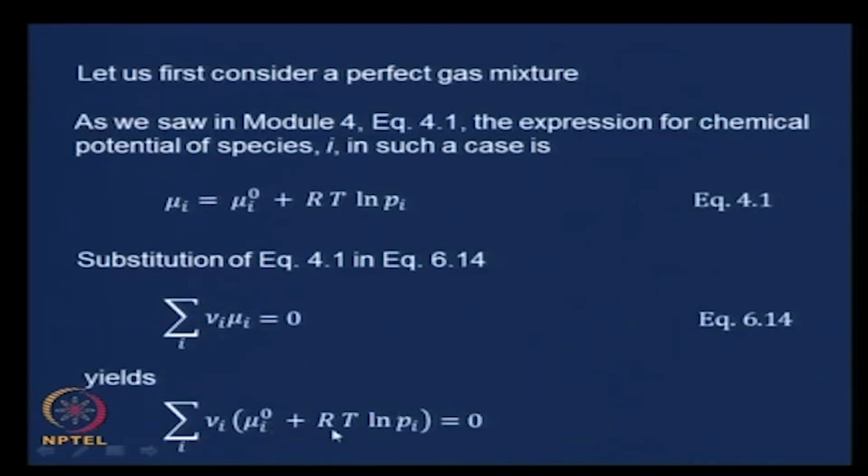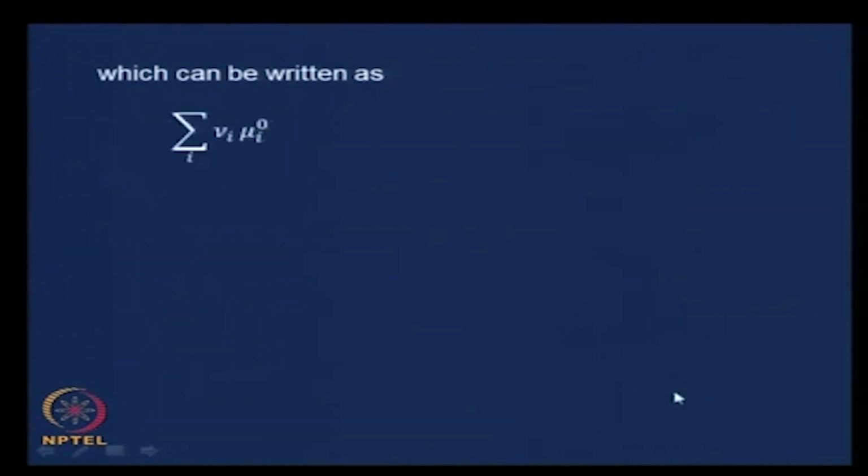This can be written by multiplying the terms and combining them appropriately using the definitions of log and the definition of log of a to the power b and so on. We are going to do that now. So sum over i nu i mu i naught plus RT, T is a constant here, sum over i ln of Pi power nu i. If you recall, this would have been nu i ln Pi, which is ln of Pi power nu i. You can work this out by looking at the properties of the log function, and this is summed over all i, this equals 0.